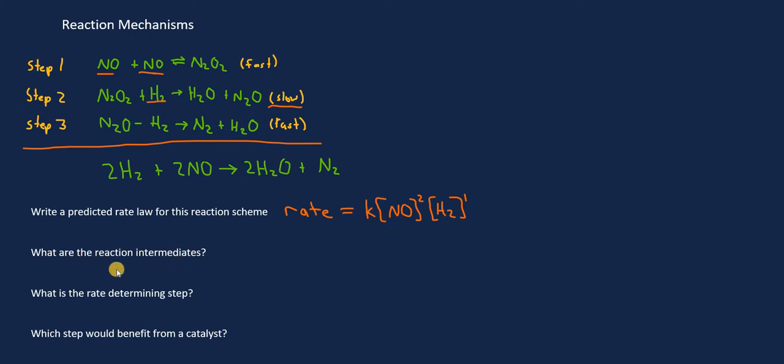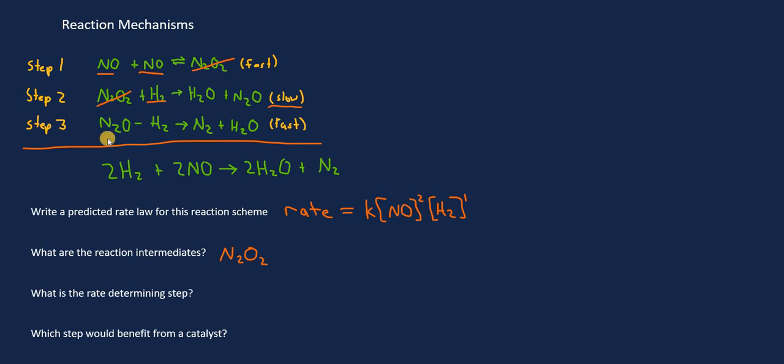Then we want to concern ourselves with this question here. What are the reaction intermediates? Intermediates are going to be compounds that show up in the steps of your mechanism, but don't show up in the overall reaction once it's finished. So in this reaction, we see a couple compounds that are in here, but they don't show up in the final reaction. And those are going to be the reactants or products that are the same on both sides of the arrows. So it looks like here we have N2O2, and down here we have N2O2. They're on opposite sides of the arrow, so they cancel. So that's going to be one of your intermediates, because it doesn't show up in that overall reaction.